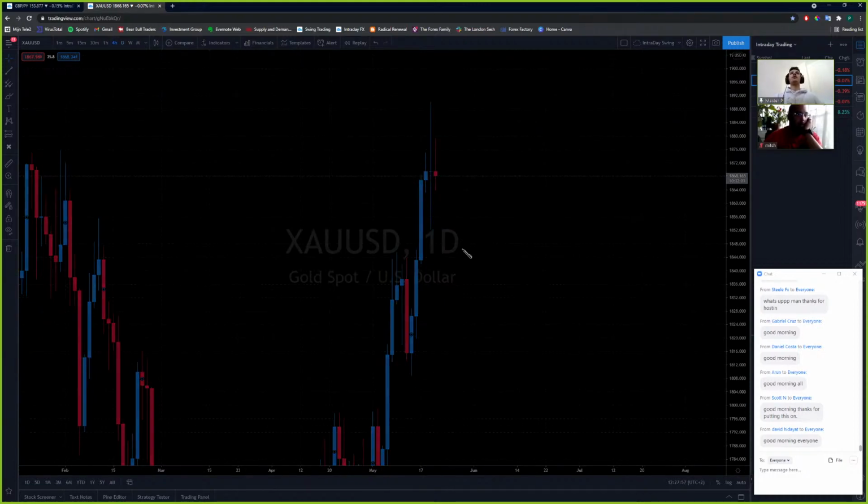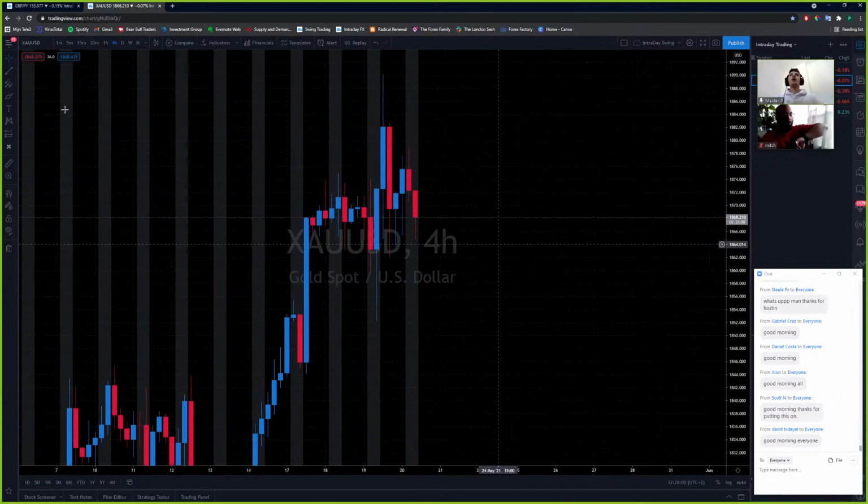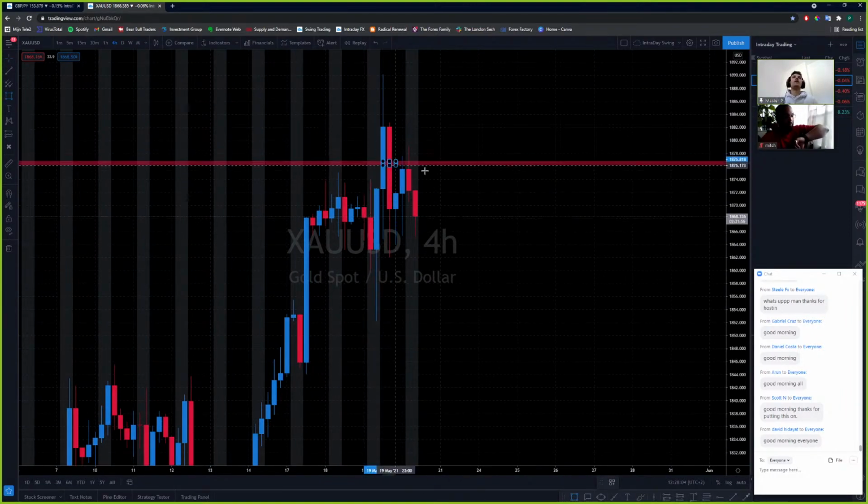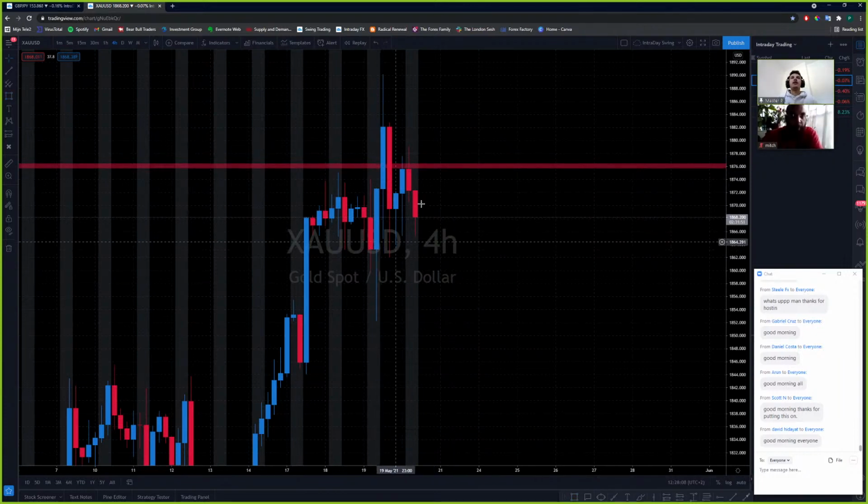If we drop down to the lower time frames, we see that price created a resistance over here. On the 4-hour, we created this resistance at 1876, and it's coming down bearish. If it's going to come down bearish, where can it head to?